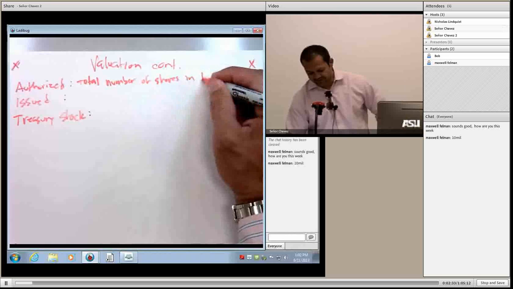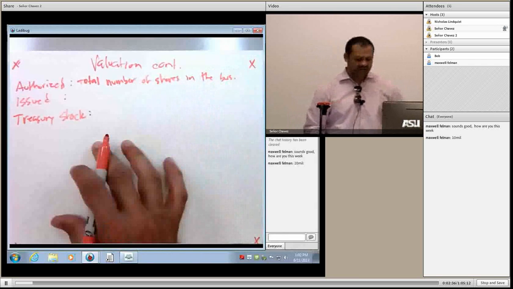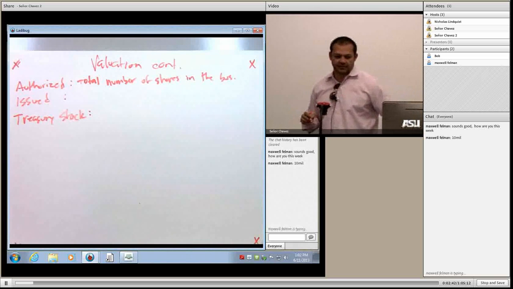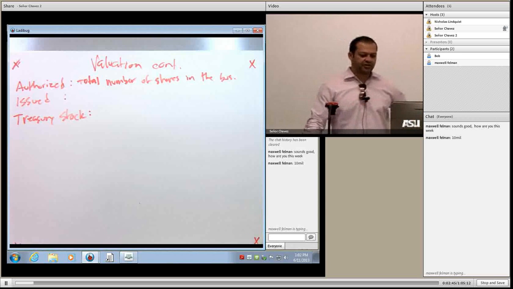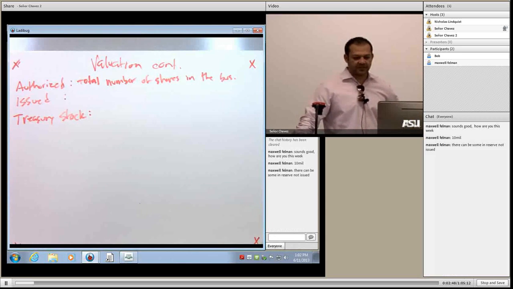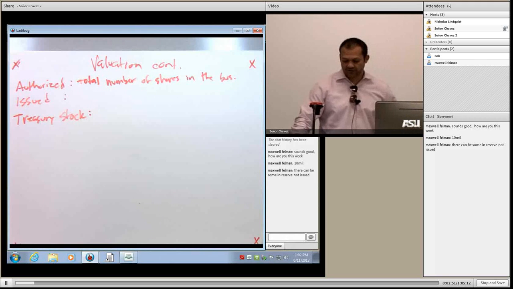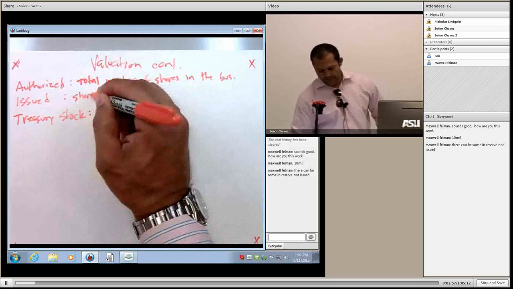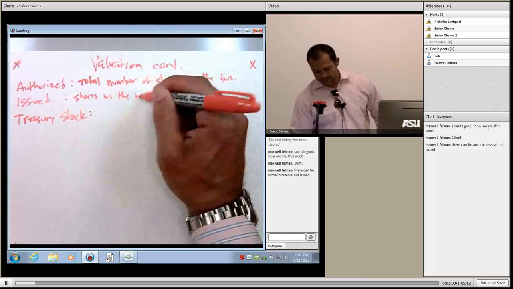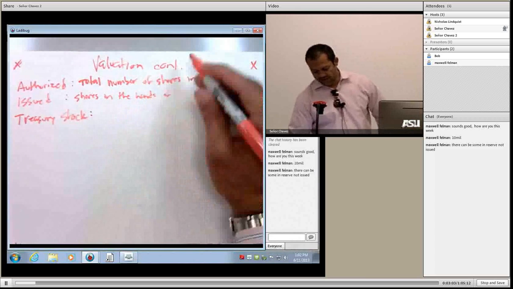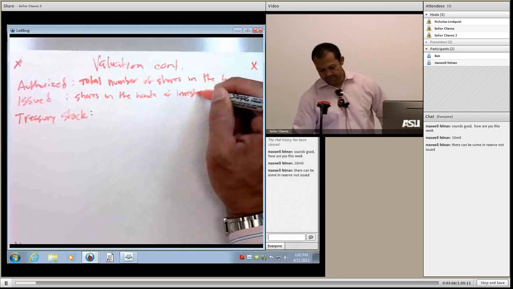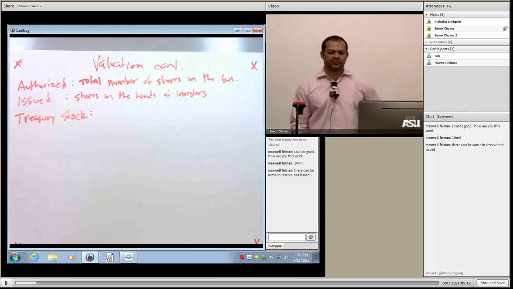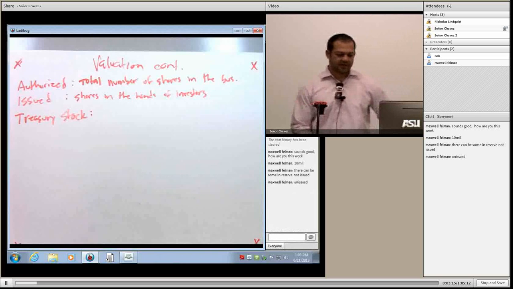in the business. Now, how is that going to be different than shares issued? Do you have to give all of the shares? There can be some in reserve not issued, absolutely. So shares issued are the shares in the hands of investors. What would the shares in reserve be called, Maxwell? Unissued? How about treasury stock?